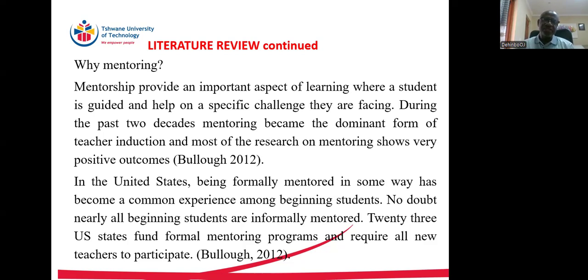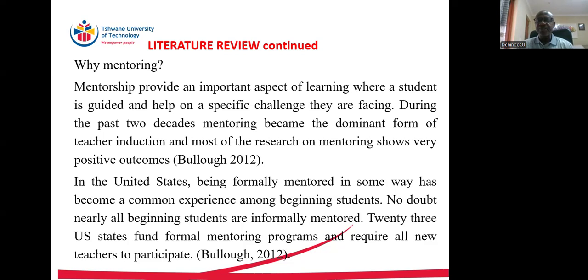So as this principle started being used in society, it became clear that it's a very good system that can be used. So in the United States, for example, formal mentoring was introduced, and it has become a common experience, especially among beginning students.